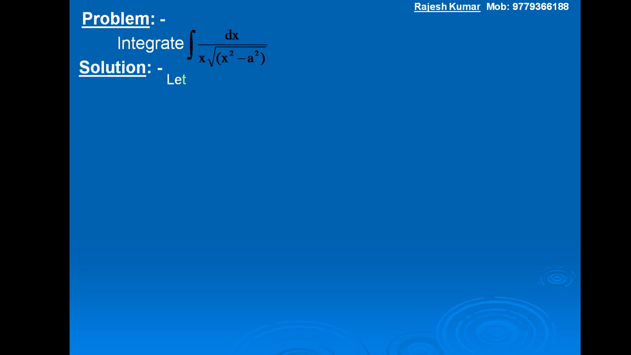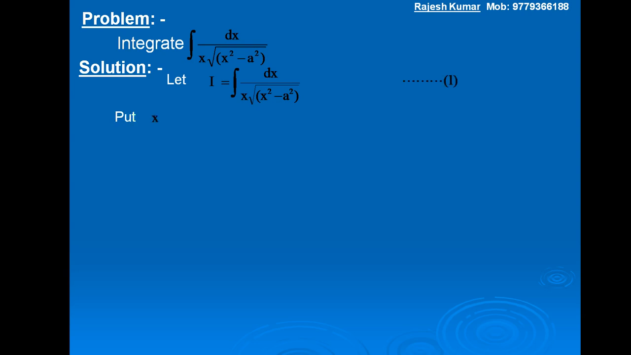Now solution is, let capital I is equal to integration of 1 upon x into under root of x square minus a square with respect to x. I repeat again, let I is equal to integration of 1 upon x into square root of x square minus a square with respect to x. Let it be equation number 1.